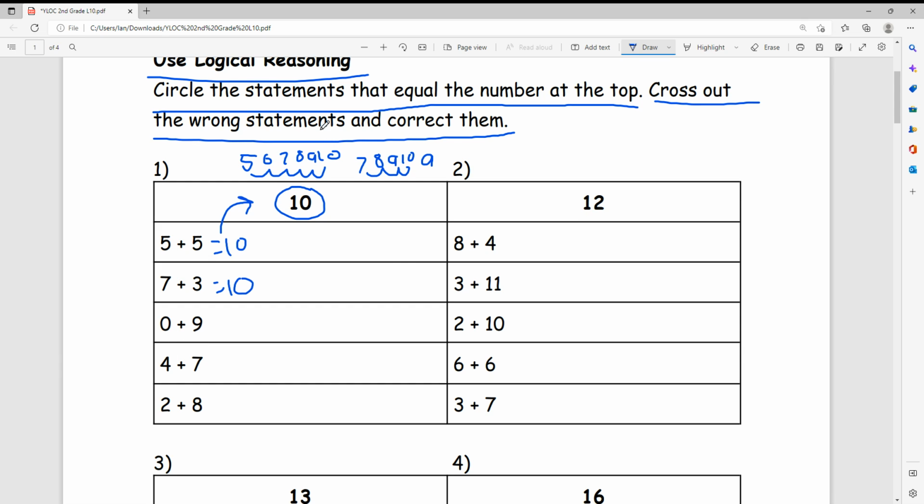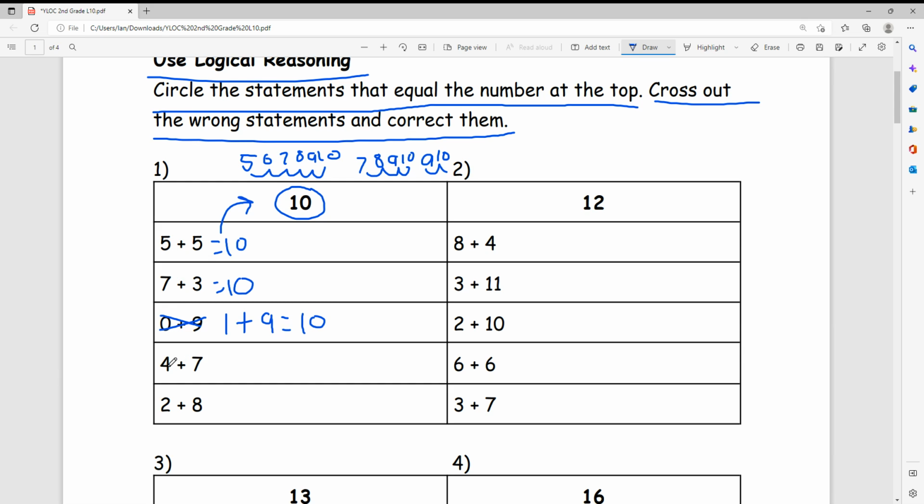So it says to cross them out and correct them if they're wrong. So we cross this one out and then correct it so that to make a 10 from the 9, we move 1 and then count up, it'll be 10. So it'll be 1 plus 9 equals 10.